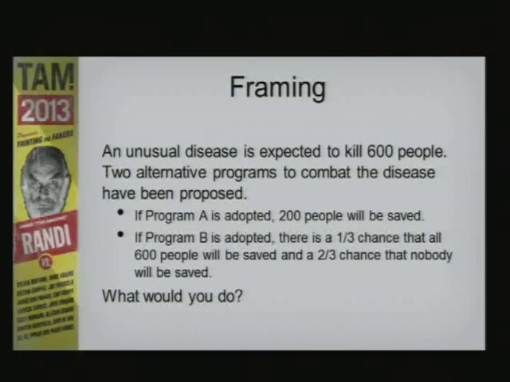Okay, framing. This is actually the classic study that you may have seen before. This is Kahneman and Tversky's disease study. So some people are given this question: an unusual disease is expected to kill 600 people. Two alternative programs to combat the disease have been proposed. If program A is adopted, 200 people will be saved. If program B is adopted, there's a 1/3 chance that 600 people will be saved and a 2/3 chance that nobody will be saved. What would you do? There's no right answer here, right? Is there a right answer?